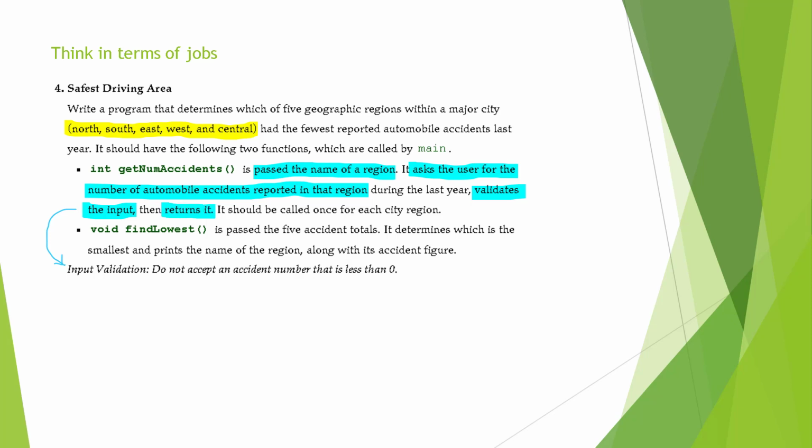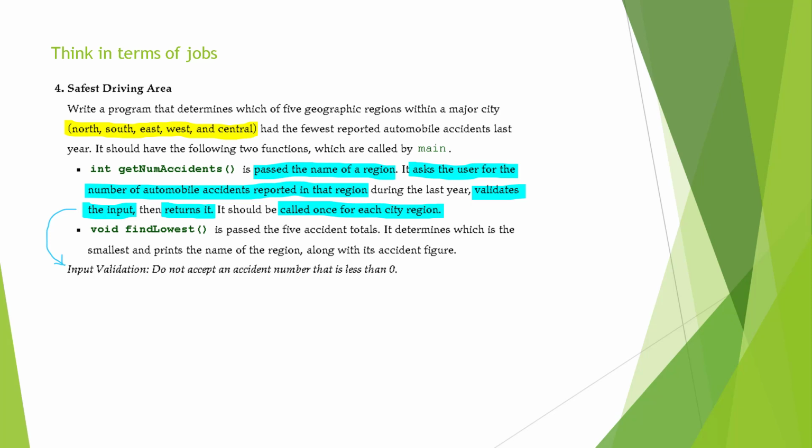Last, we're told that this function should be called once for each city region. Now make sure you realize that we're writing 1 function that's going to be called 5 times. That's one of the beauties of writing a function. You can use that same function more than once in a program.